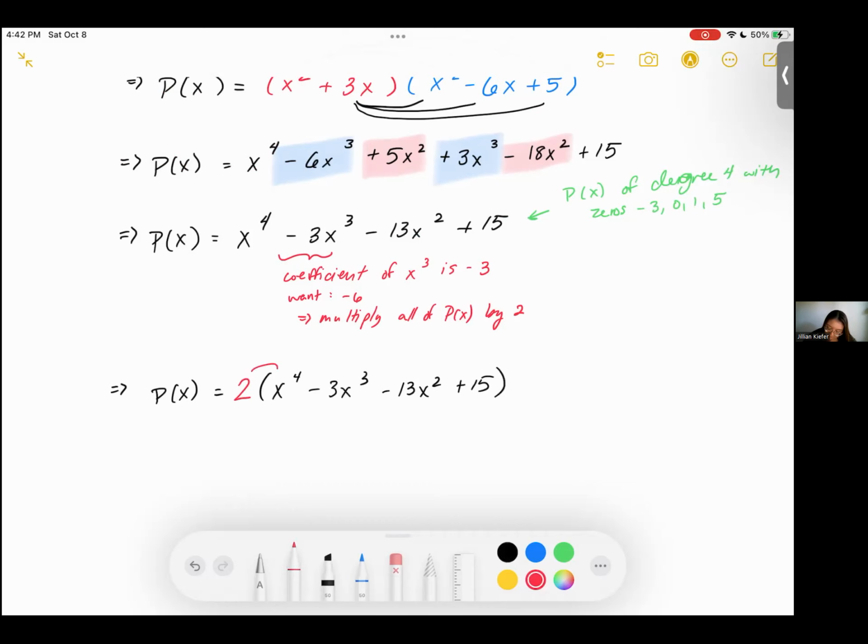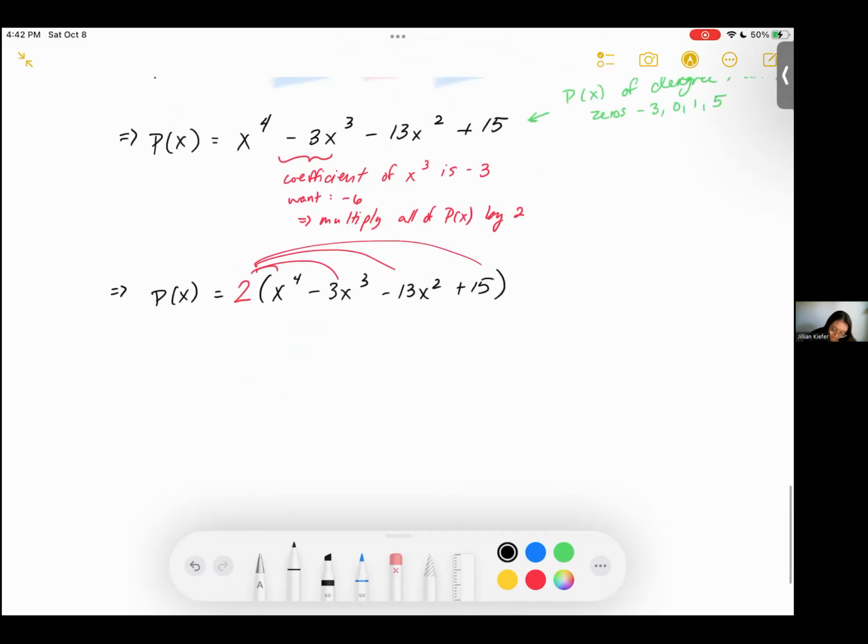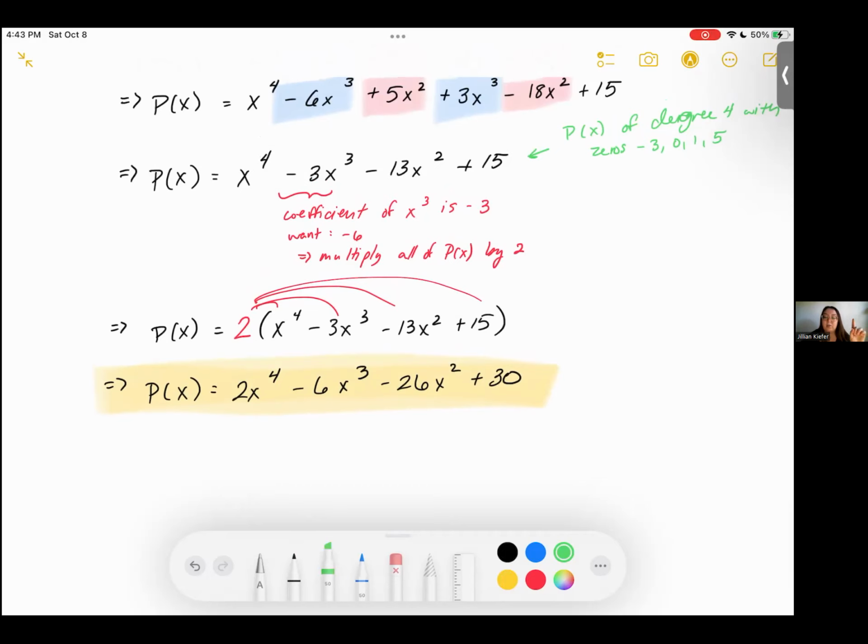Now we're going to distribute this 2 to every term inside. And we'll get p of x is equal to 2x to the power of 4 minus 6x cubed minus 26x squared plus 30. And that polynomial right there is a polynomial of degree 4 with zeros negative 3, 0, 1, and 5, and has a coefficient of negative 6 for x to the power of 3.